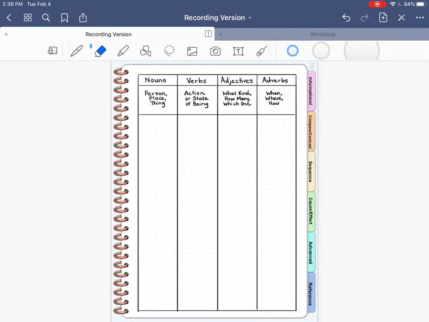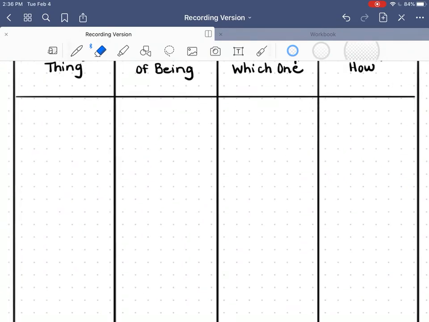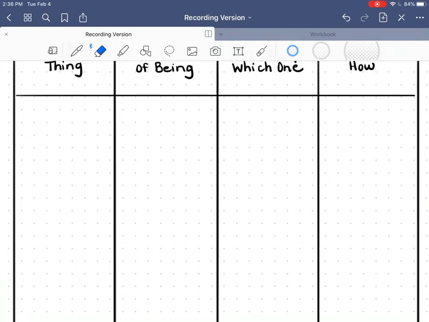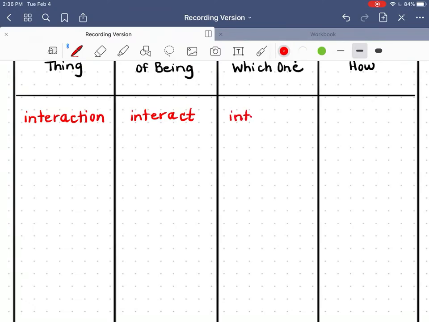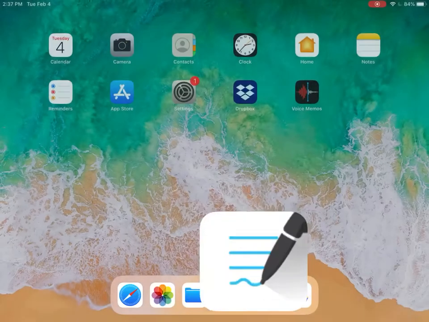Okay, interact is a verb. It is an action. So interact would go in this column. If I make it say interaction, that is a noun. Interaction. Interactive is the adjective that goes with this family. And interactively is the adverb.